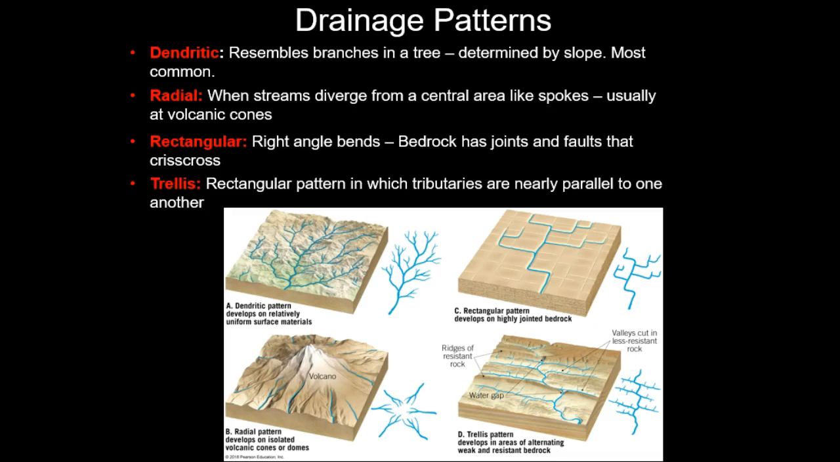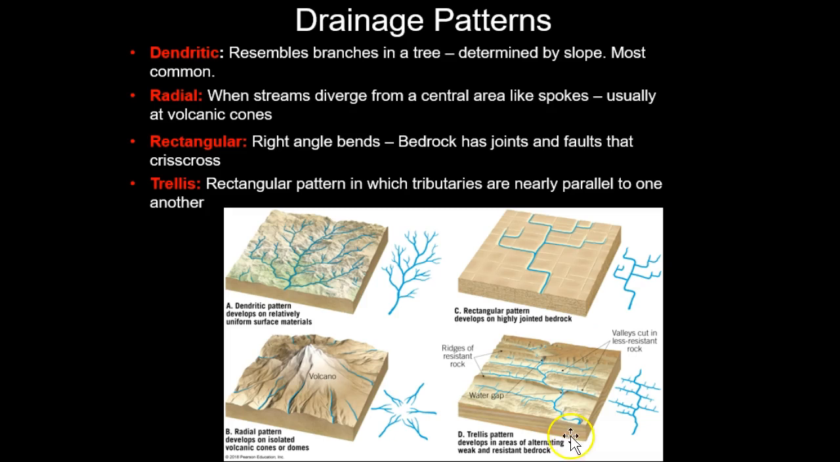A rectangular pattern is exhibited by many right angle bends, like you're seeing here on the top right of the image. This develops when the bedrock is crisscrossed by a series of joints or faults, and so that is the typical pattern that you'll see. So it is mostly controlled by the bedrock rather than by the stream flow and the slope.